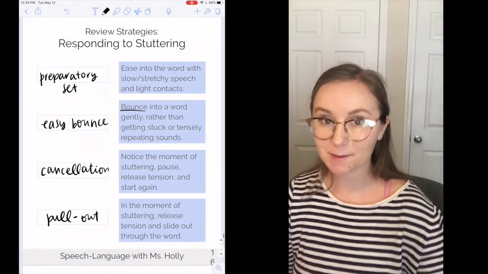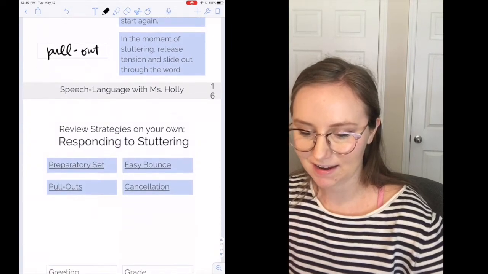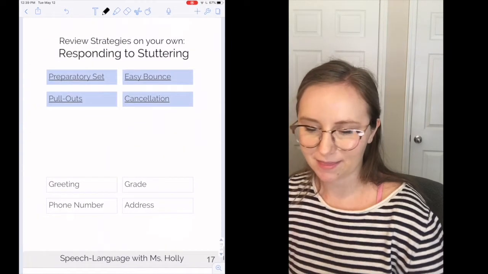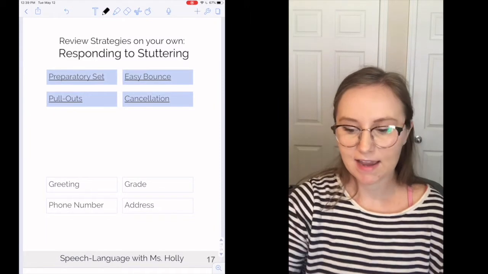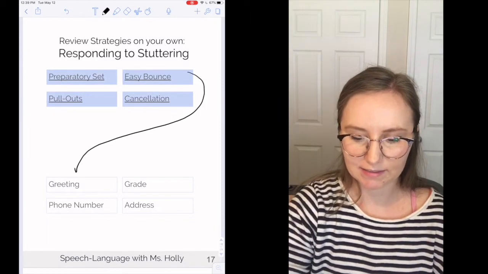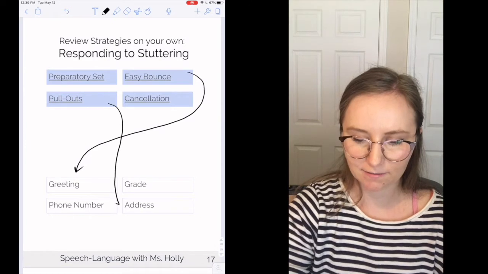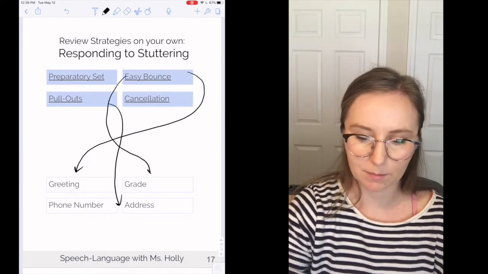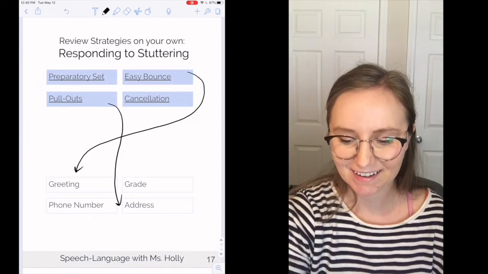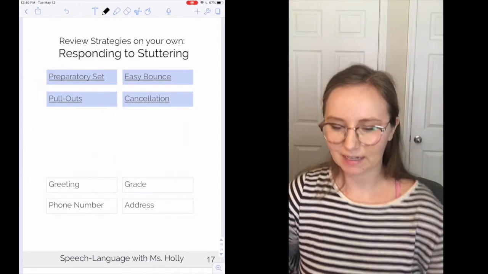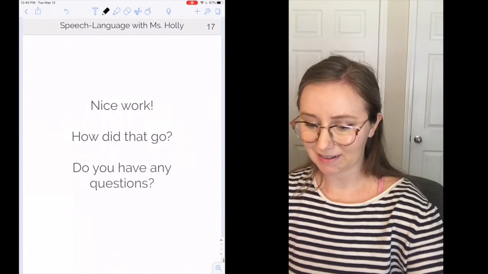Okay, so those are the strategies that we reviewed today. We practiced them with different prompts, but I'm going to give you a chance to pause the screen, and now you can practice different strategies with different prompts here. So you can mix and match and try it on your own. And I think, yeah, that's just about everything.